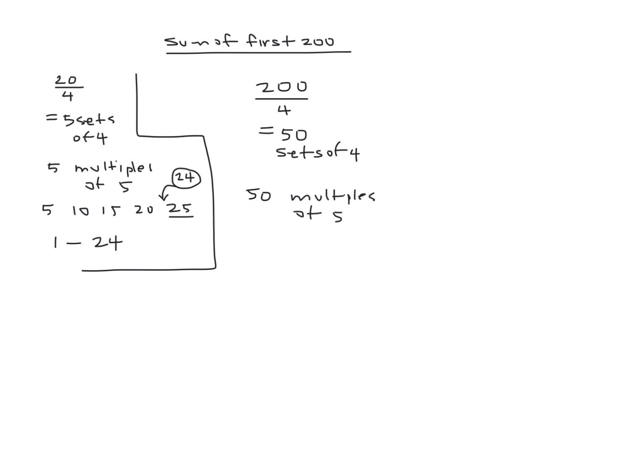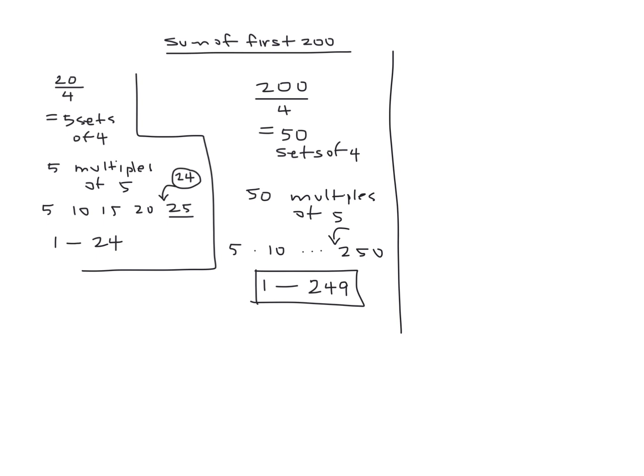There should be a 5 there. So 5, 10, all the way till the 50th multiple of 5, which is 250, right? But remember, we're going to stop right before the 250, so our numbers are really going from 1 to 249. And that's really the most important thing to figure this out. Okay, now that we got that, the rest is the same.